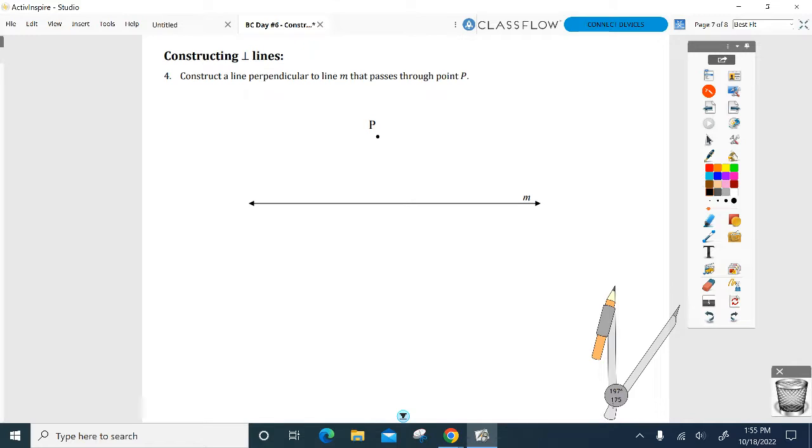So. Whoa. Time out. I got to put my compass somewhere. Okay. I'm listening. And? You create an arc mark that I think intersects the line twice. You better play around with your compass right now, and make sure you can make an arc that intersects M in 2 spots. Great job.